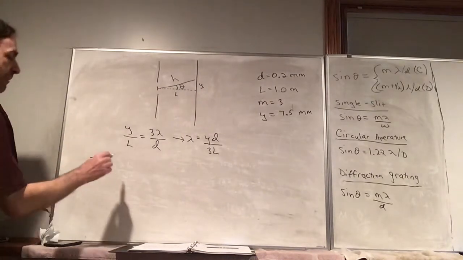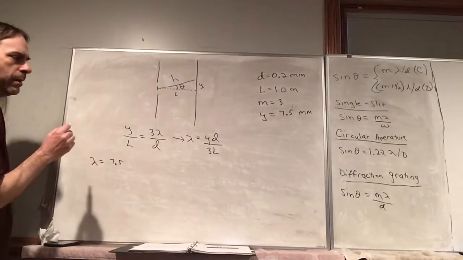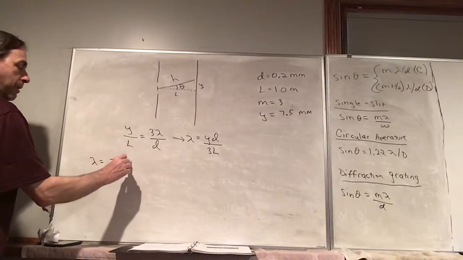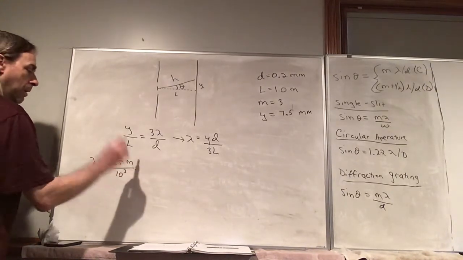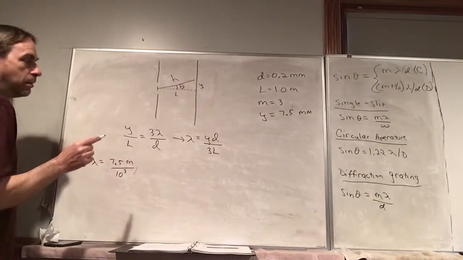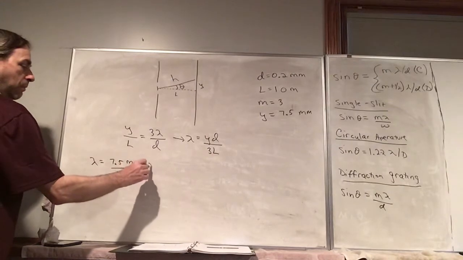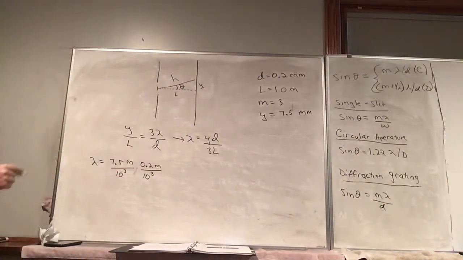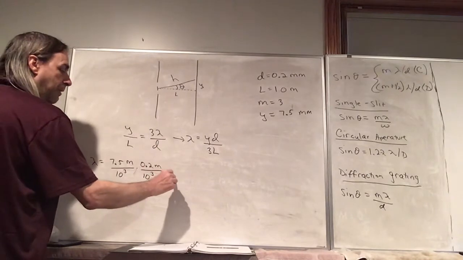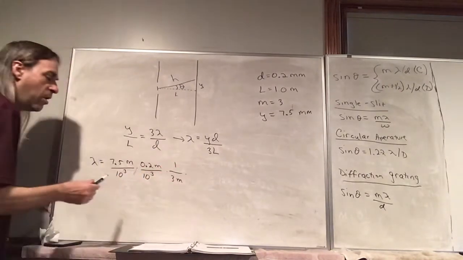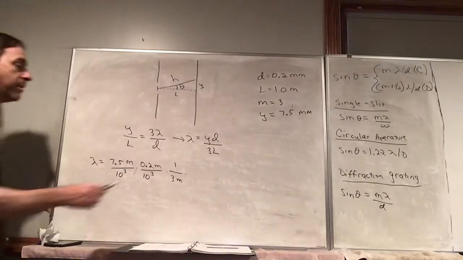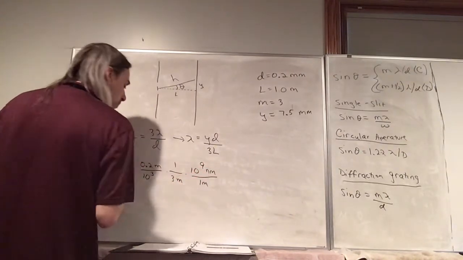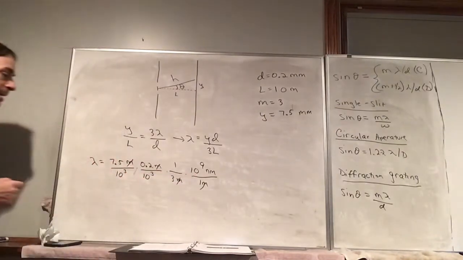All right, so y is 7.5 millimeters. Let's see. Let's leave it. Oh, wait, no, we want to convert to meters. Because then we're given d is also millimeters. So let's convert that to meters. On the bottom, 3L is just 3 meters. But we know light, we typically express that in nanometers. So we have 10 to the 9 nanometers in 1 meter. So now we have our answer in nanometers.